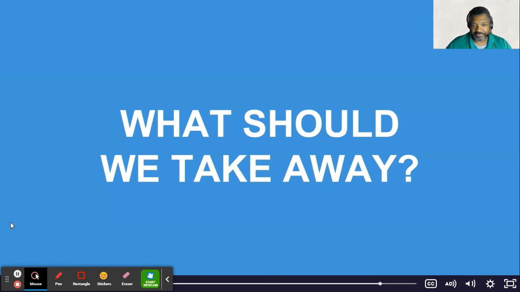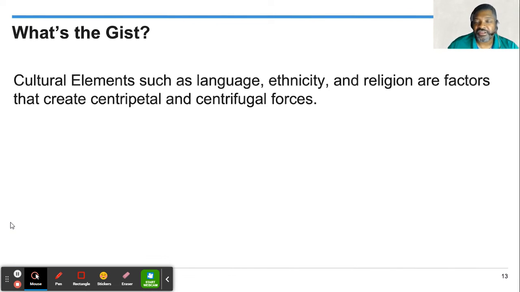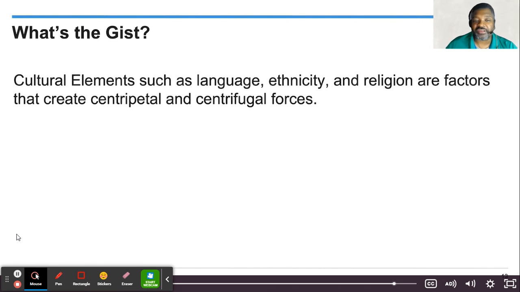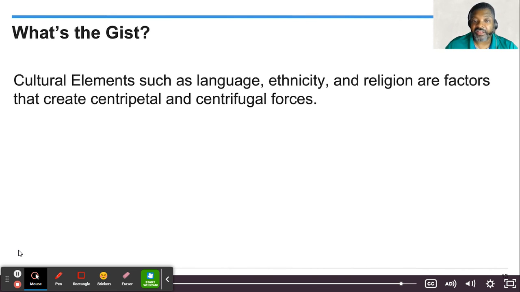What should we take away? Or as I like to say, what's the gist? Cultural elements such as language, ethnicity, and religion are factors that create centripetal forces, or things that bring people together, and centrifugal forces, or things that divide a group of people.